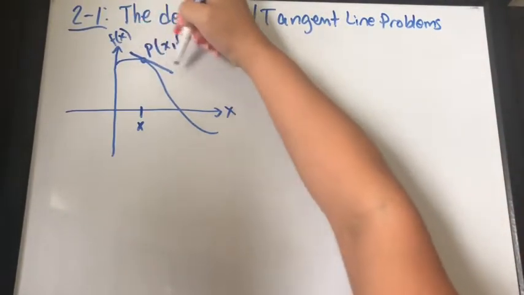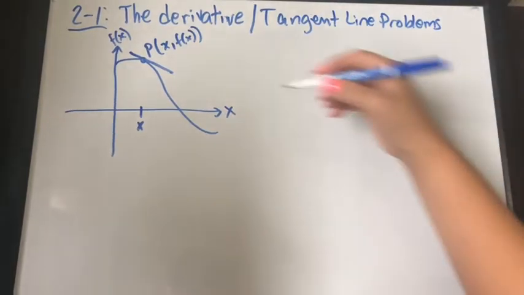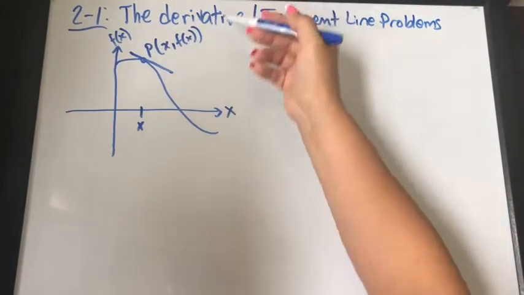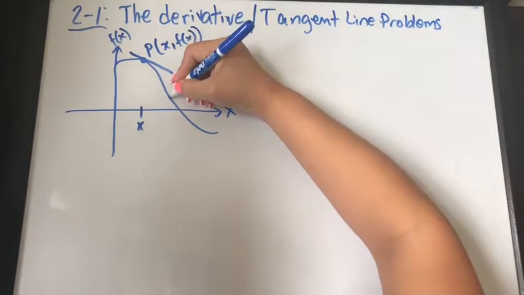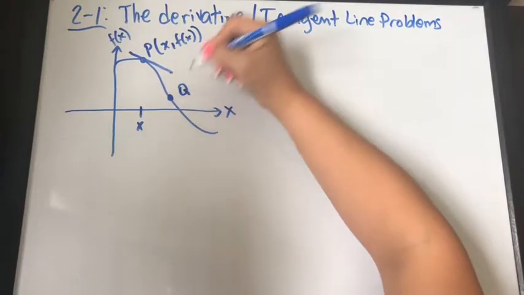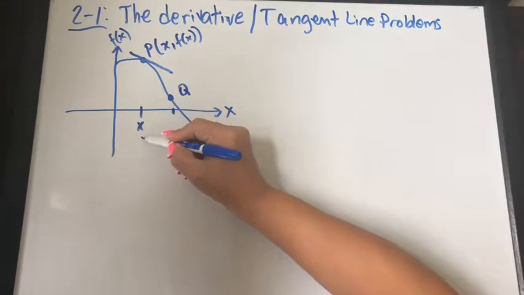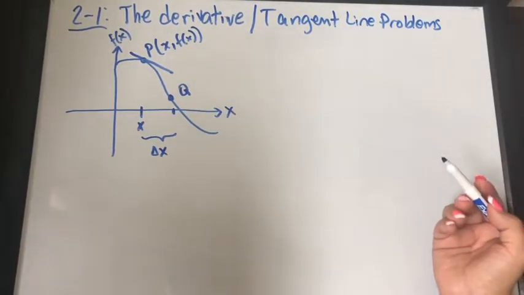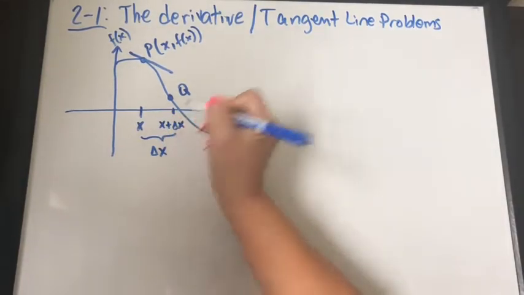Now the problem was that we needed an equation of a line, to describe this line, and the way we describe lines is with either slope-intercept form or point-slope. But we couldn't do that because a tangent line by definition touches the graph at one point, and to find the slope, to find the equation, I need 2 points. So what we did is we created this other point called Q. We knew that Q was some distance away from x, and that distance we called delta x. Therefore this point would become x plus delta x.